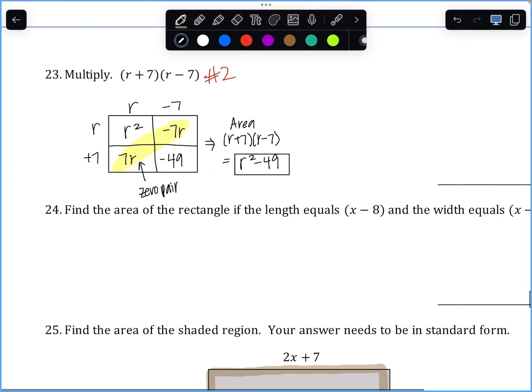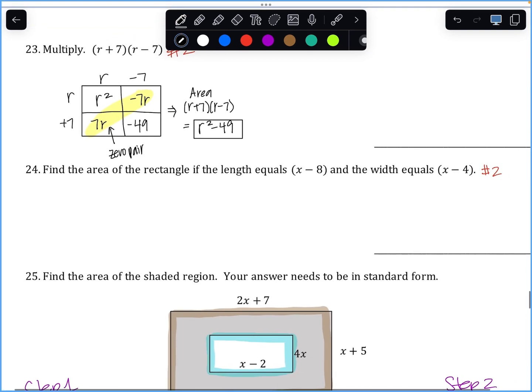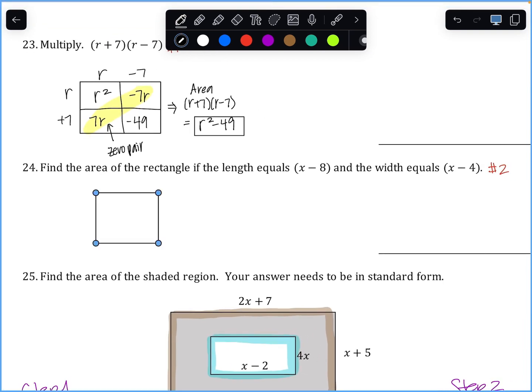Okay, let's go to the next one, number 24. x minus 8, so we just put it on the left side, and then you get x squared, and then x times negative 4 is negative 4x, and then negative 8 times x is negative 8x, and then negative 8 times negative 4 equals 32. So then you put those all together, and when you simplify, you get x squared minus 12x, and then plus 32.